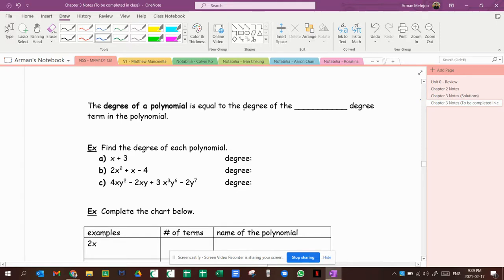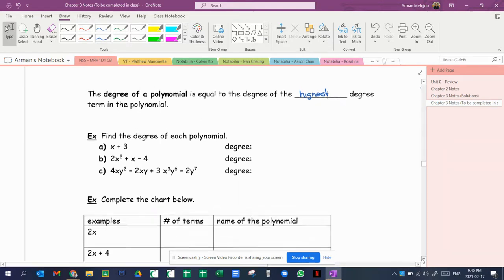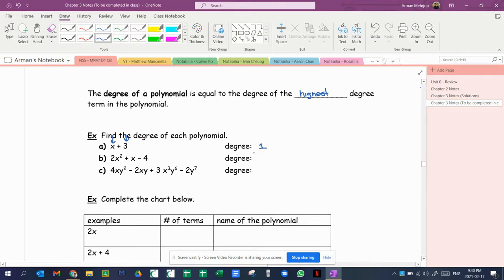The degree of the polynomial is equal to the degree of the highest degree term in that polynomial. I know that sounds like a mouthful. That's kind of confusing. But if we do a couple of examples right here, I think it'll make a lot of sense. So what's the degree on this x term? Well, it's a 1. What's the degree on this 3? Well, it's 0. So the highest degree term I have here is 1. So my degree is 1 for this binomial.